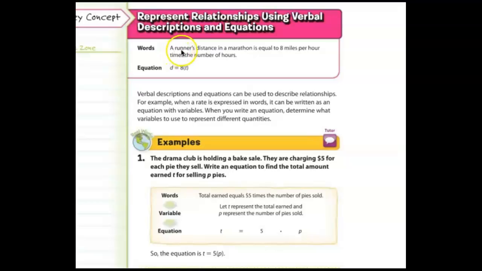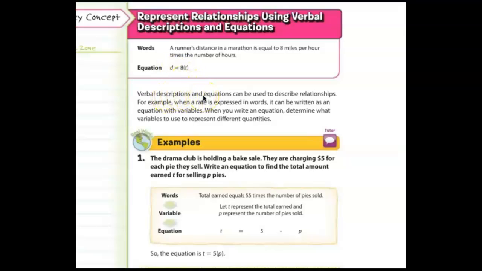So if the words are a runner's distance in a marathon is equal to 8 miles per hour times the number of hours, then that equation is going to be distance is equal to 8 times t. In this case, the distance is the dependent variable, and the number of hours that you spend running, the time, is going to be independent. So the more you run, the farther you're going to get.